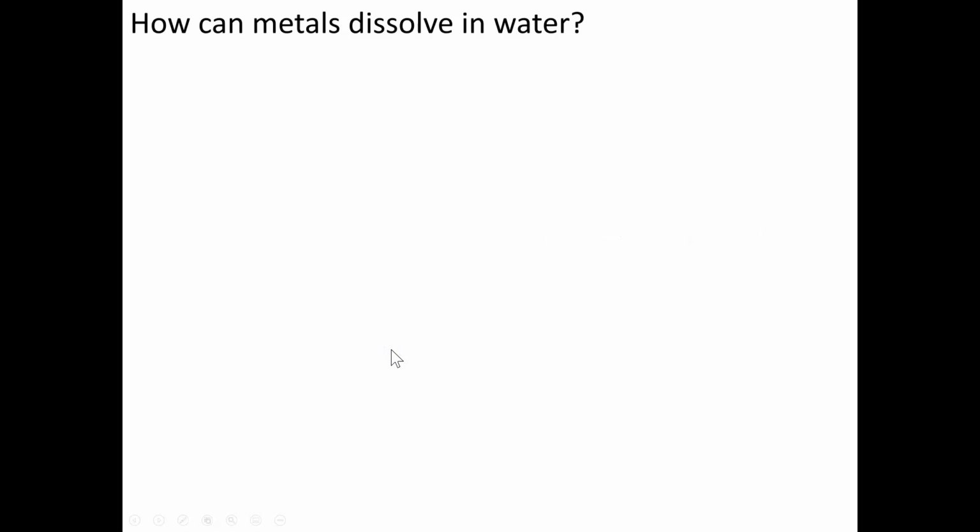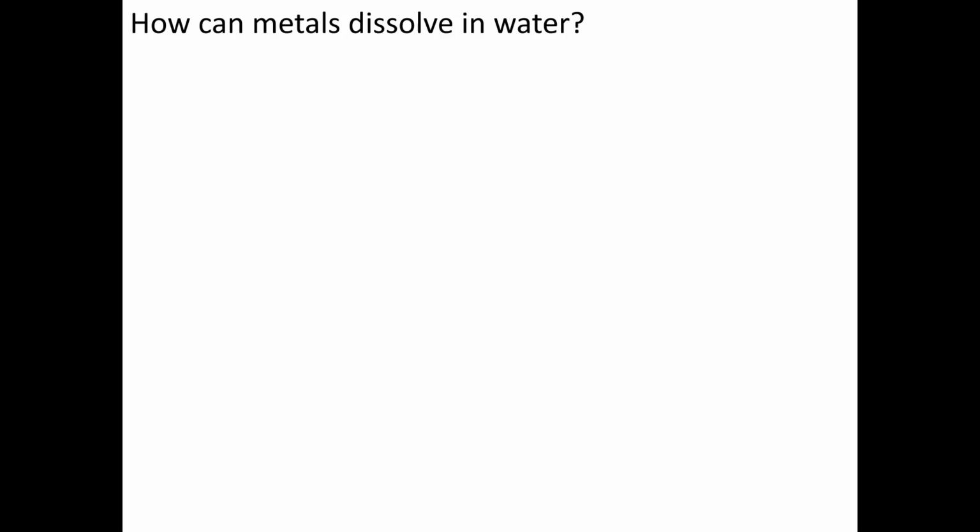So let's first discuss the fact that metals dissolving in water sounds like a really odd thing. Metals are solids. If you put a piece of copper in water, you don't expect it to break apart into something that can dissolve, right? It doesn't make any sense. So how do you find ions in water to begin with?